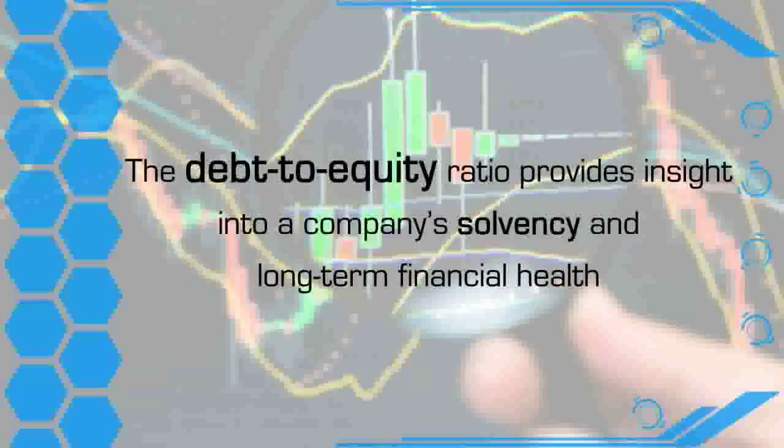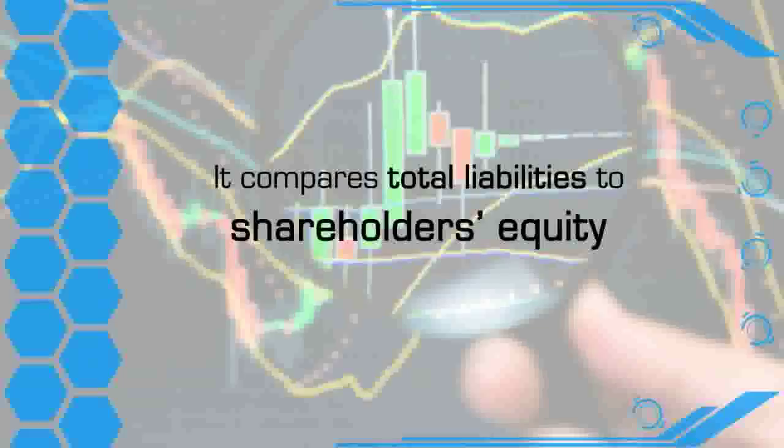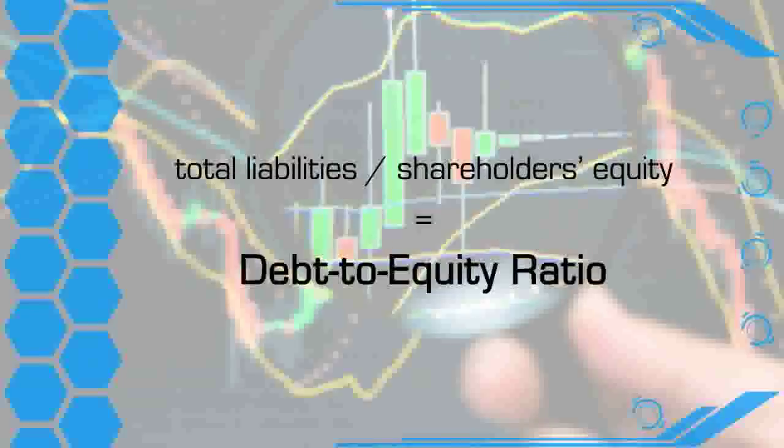The debt-to-equity ratio provides insight into a company's solvency and long-term financial health. It is another leverage-related ratio. It compares total liabilities to shareholders' equity. Thus, it gives some insight into the commitment of suppliers and lenders compared with the commitment of shareholder investors. It is calculated by dividing total liabilities by shareholders' equity. It provides a quick look at a company's leveraged position and how management is utilizing leverage.